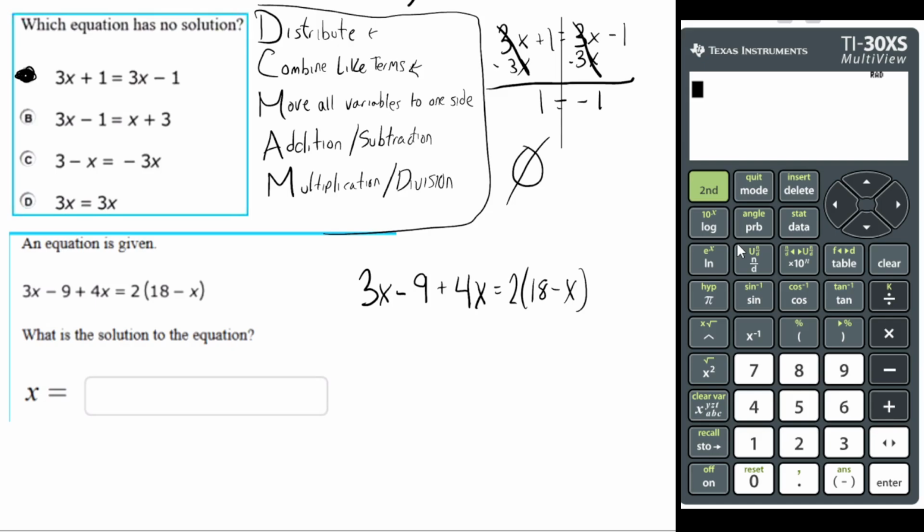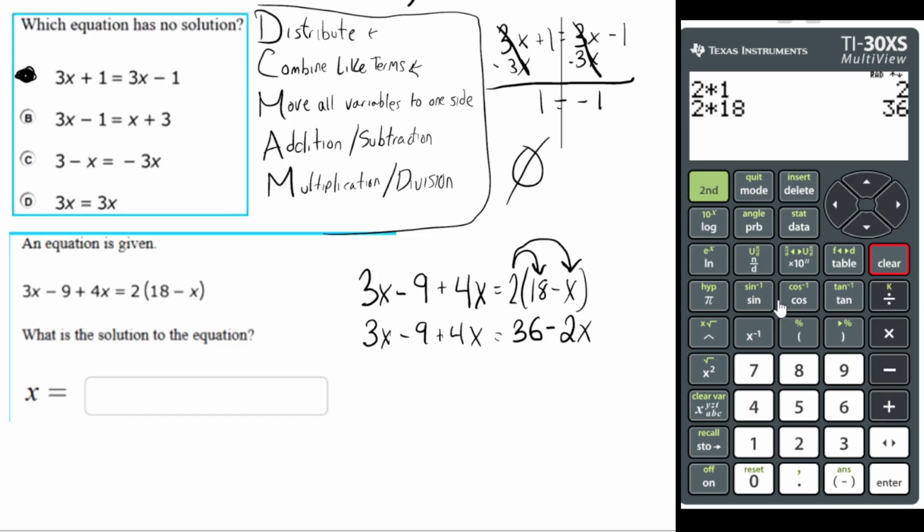We do. When you think distribution, you think parentheses. If you see parentheses and something in front of it, you have distribution. Remember, distribution is always multiplication. So we rewrite 3x minus 9 plus 4x equals 2 times 18. Well, you could pull up your calculator if you need to. 2 times 18 is 36. 2 times negative x is negative 2x.